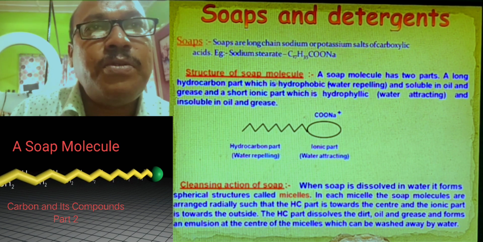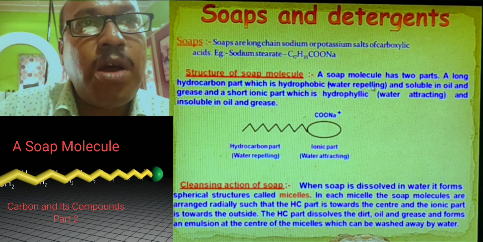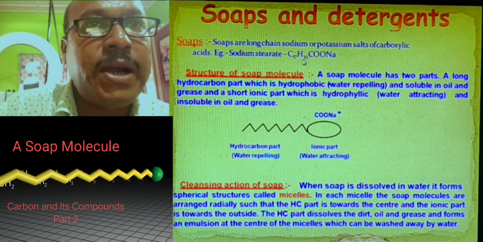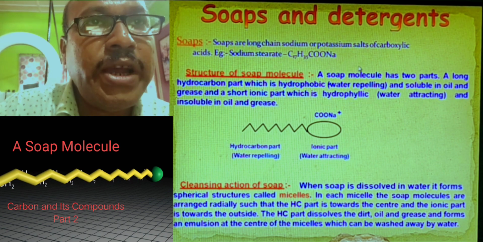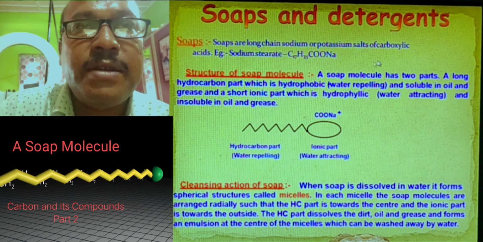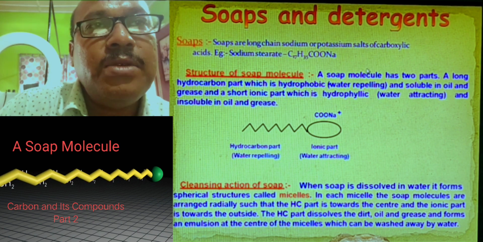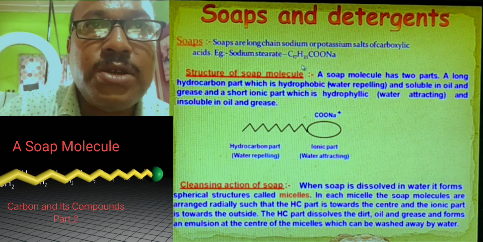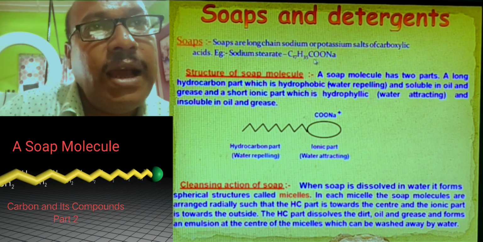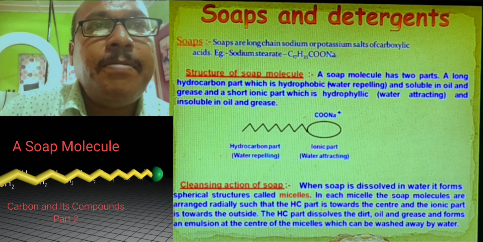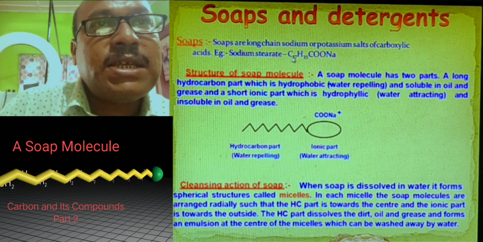Now, what is the structure of the soap molecule? A soap molecule has two parts. The first part, C17H35, is a long chain of carbon. There will be 17 carbons joined one after another by catenation, and 35 hydrogen atoms remain attached to the long carbon chain. So this is a very long part. And finally, at the end, you will get a metal, sodium. So the structure is like this.